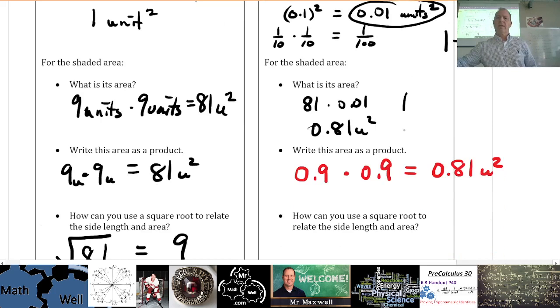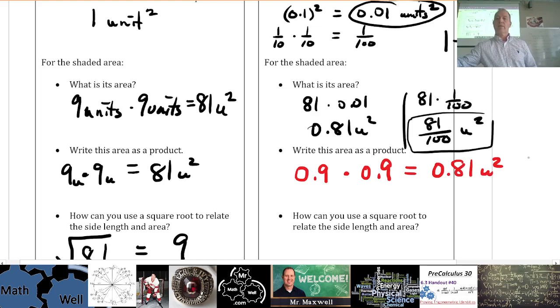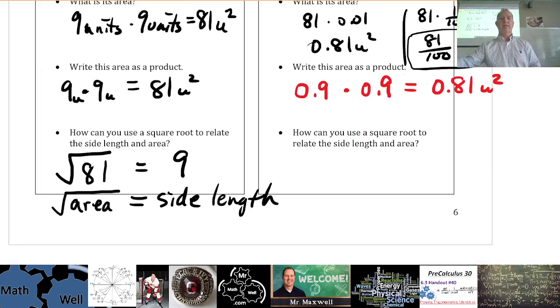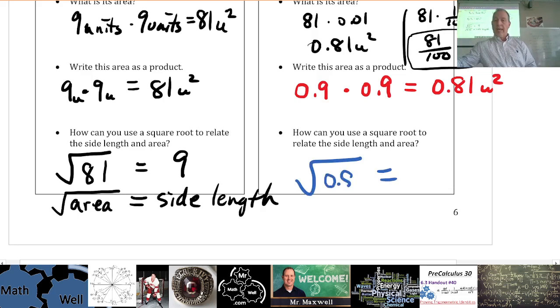Okay, another way to look at this would be in fraction form. I guess we have 81 times 1 out of 100. So that's 81 out of 100, or 81 100ths units squared. That's another way to look at that, which is exactly what this decimal is. Okay, so here's the whole point of this. How can we use a square root to relate the side length and area? So the square root of what equals what? Okay, the square root of 0.81 is 0.9.